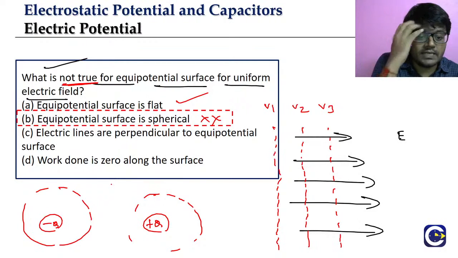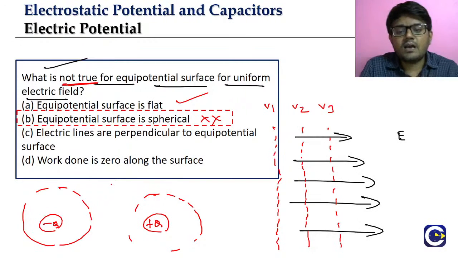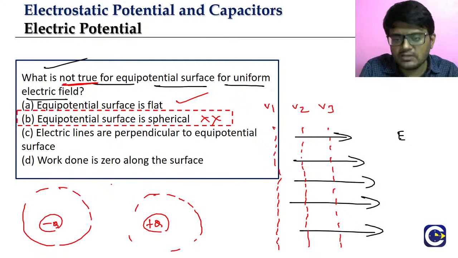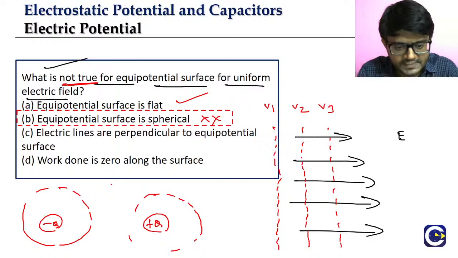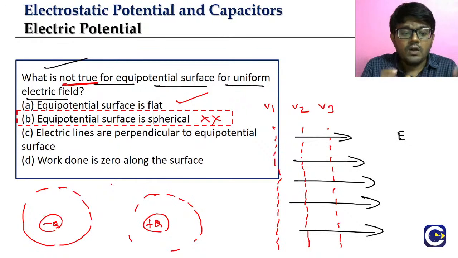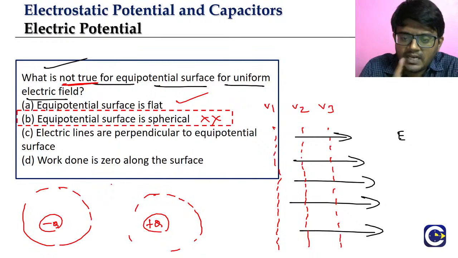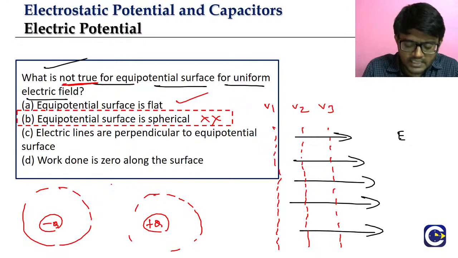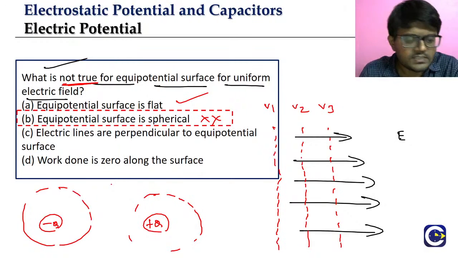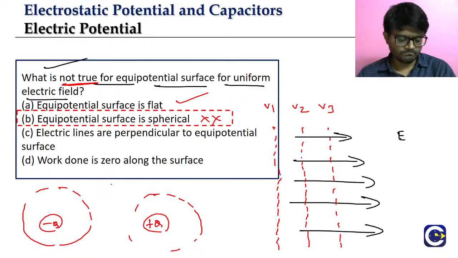Option C, what are they saying? Electric lines are perpendicular to equipotential surface. This is true every time. In each and every case, electric field lines will be perpendicular to the equipotential surface. Option D, work done is zero along the surface. This is also true, not only in this case but in each and every case. If we move a charged particle along the equipotential surface, then the work done in moving the charged particle will be equal to zero. So what is the correct answer for this? Option B is the right answer.